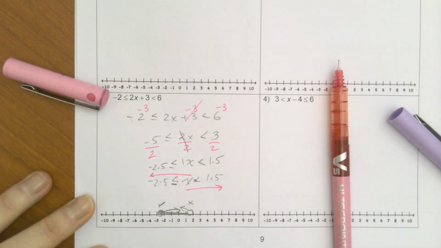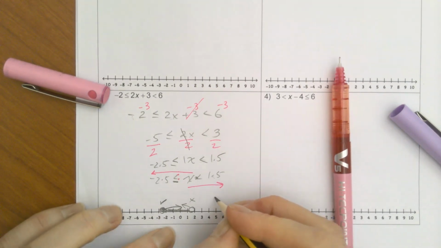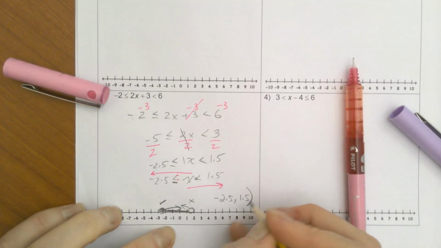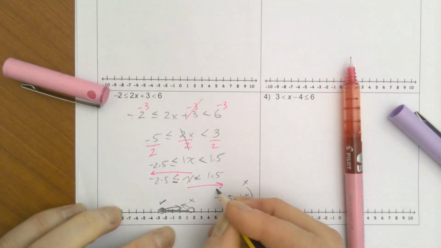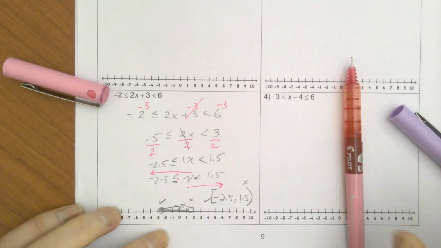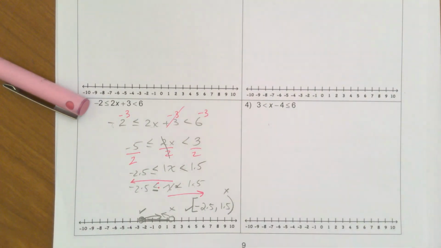So let's do the interval notation. I don't want 1.5, so I do a round bracket, and I want negative 2.5, so I do a square bracket. Okay, let's look at number 4.